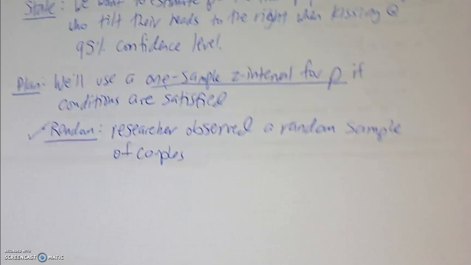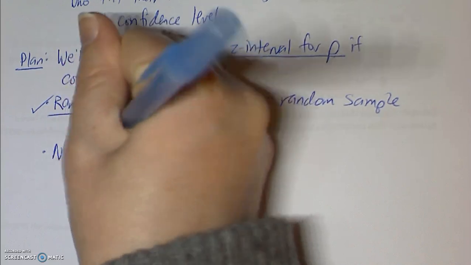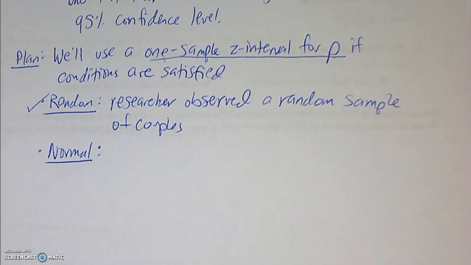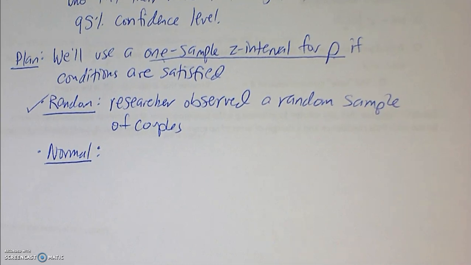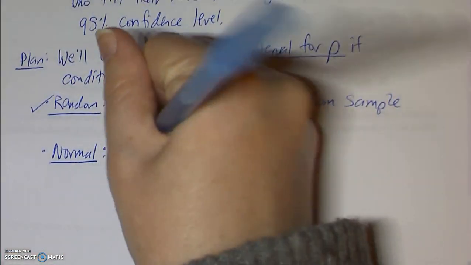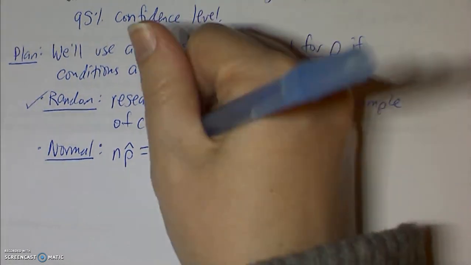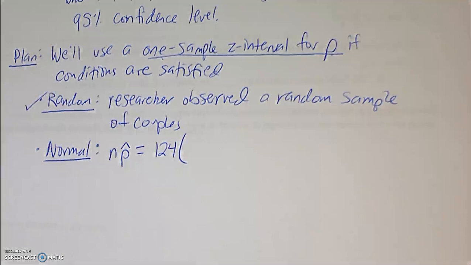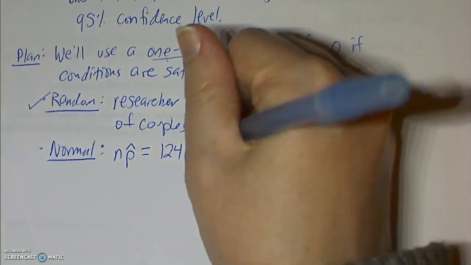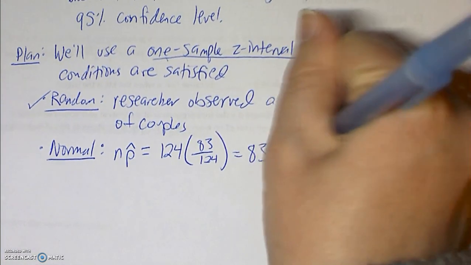All right, what else? We need to talk about normal. When you're testing the normal condition for proportions, you need to check n times p and n times 1 minus p. Now, since we don't know the true population proportion, right, that's what we're trying to estimate, we're going to use p hat instead. So I'm going to do n times p hat. So n was my sample size, and they looked at 124 couples. The p hat, my sample proportion, 83 out of 124. So clearly that's 83, and that's greater than or equal to 10.